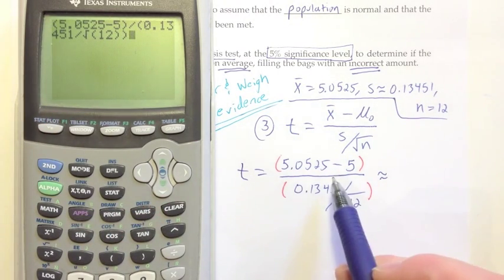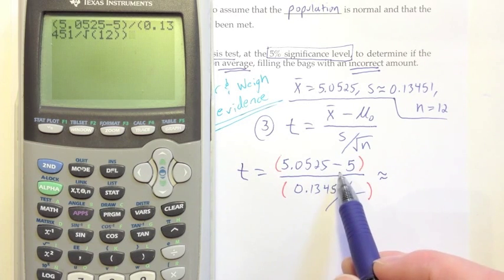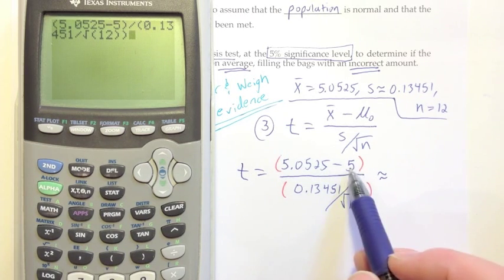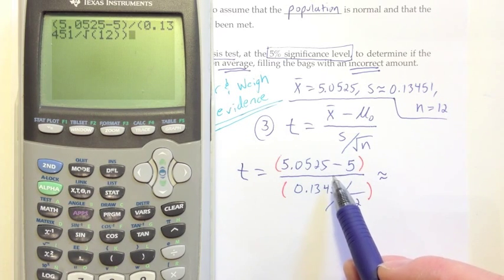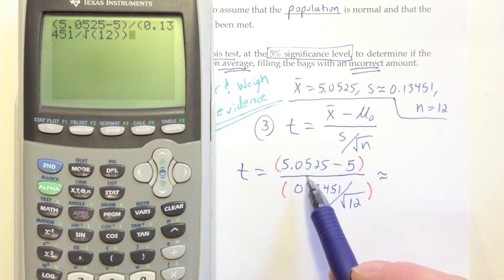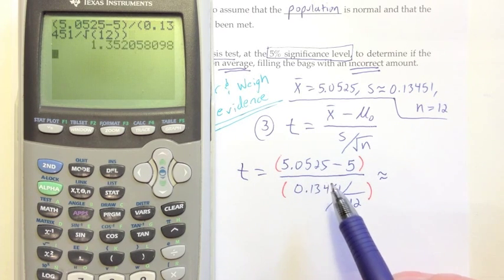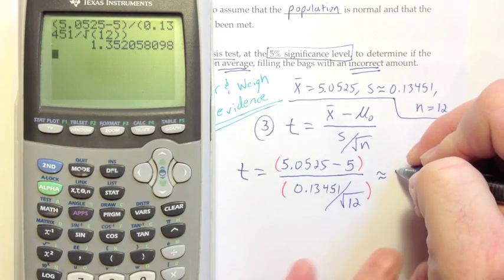And then we want to see, is this such a small difference that it's reasonable that the machine could be working right and this difference was just random variation? Or is this such a big difference that it indicates that something has gone wrong with the process and the mean is actually different than 5? And I don't get a clear answer to that.